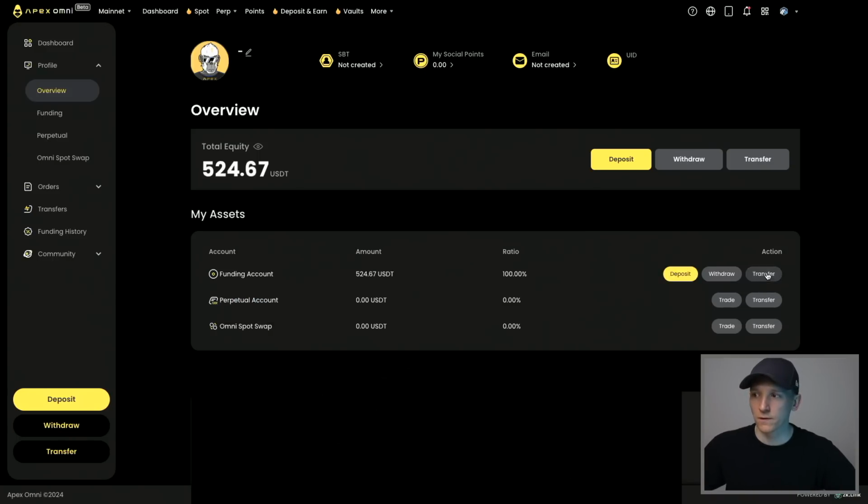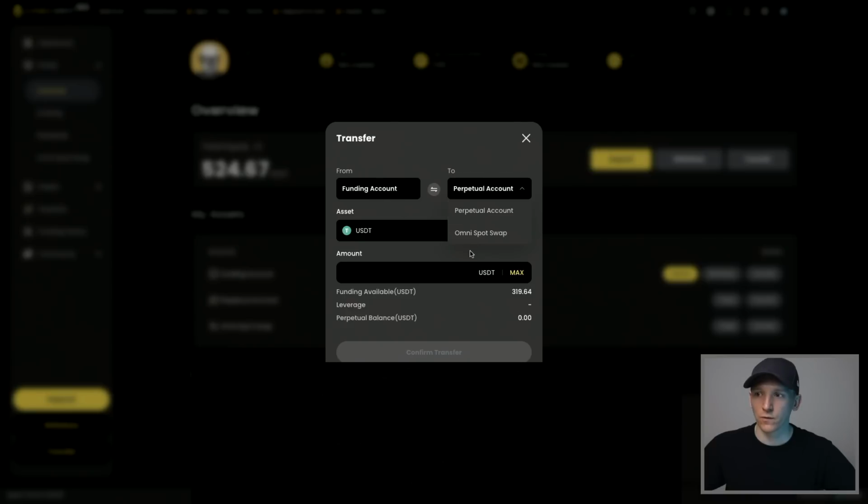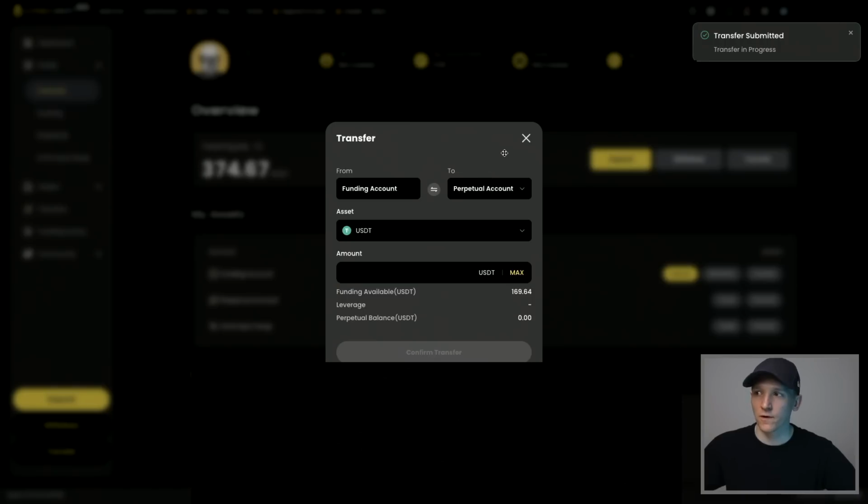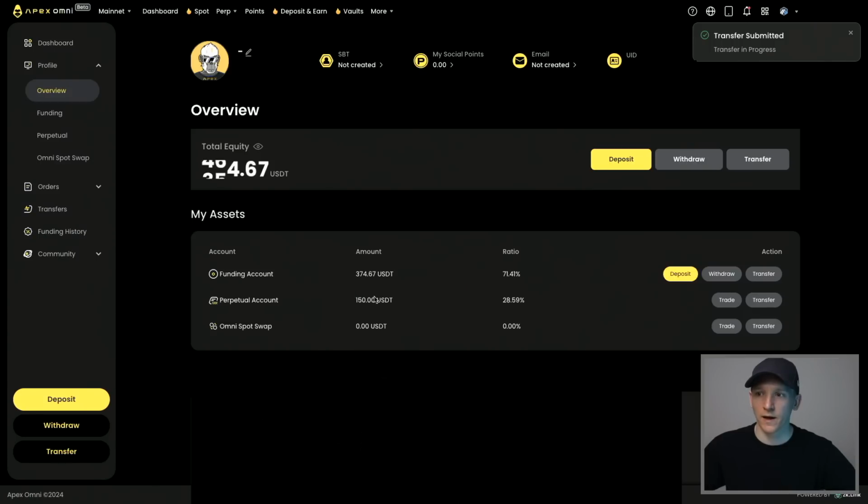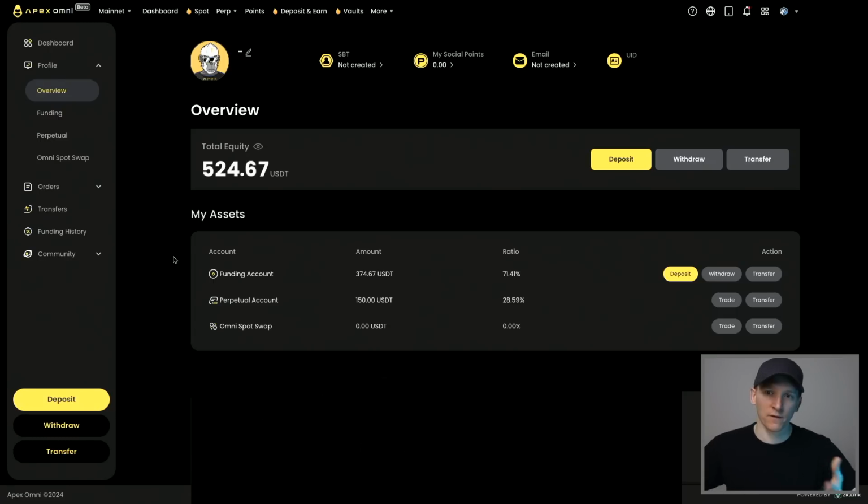So you can transfer from funding to either one of these, right? Perpetual account, right? Put $100 in or whatever it is, transfer. Now again, that's an internal transfer, so it's not a blockchain transaction. We can go ahead and use that. You can see that moved into my perp account to go ahead and trade. So that is getting money into dApps or in your own wallet, so you can use DeFi.